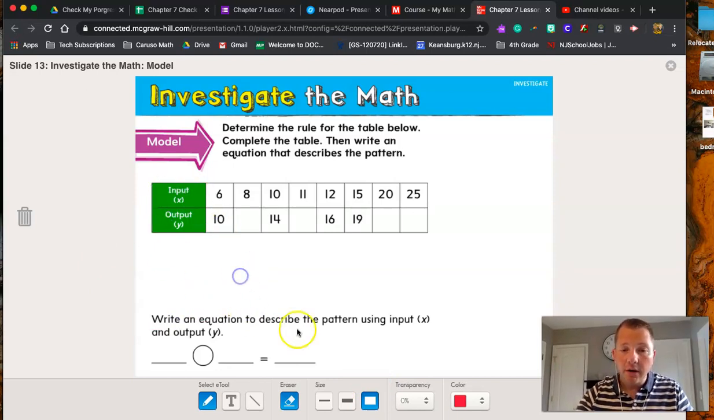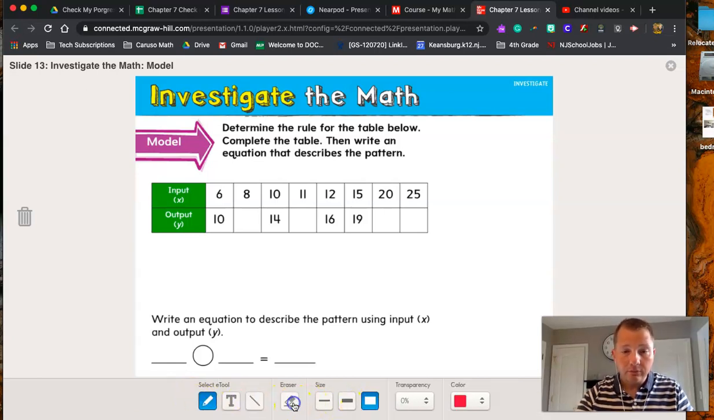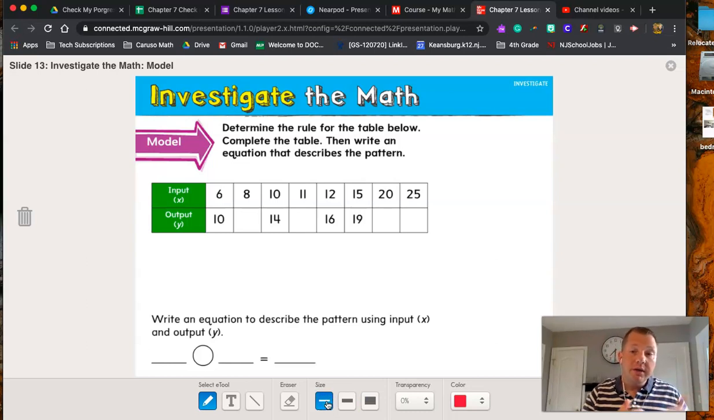So when you're writing an equation today, you want to make sure that when we're talking about input and output, input is going to be on one side of the equation and output is going to be on the other side after the equal sign of the equation. So for this one, it says determine the rule for the table below, complete the table, and write an equation to describe the pattern. So what do we know?